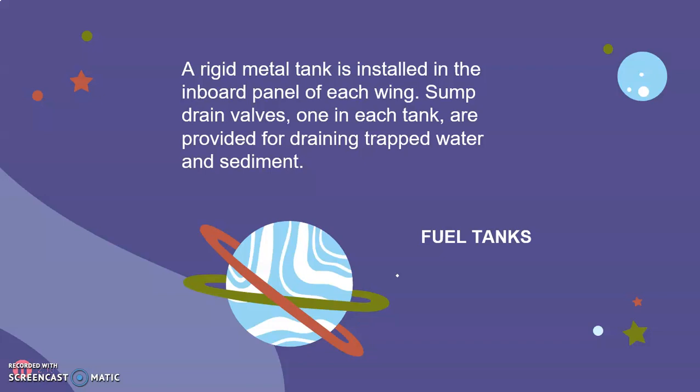Okay, the next part is fuel tanks. A rigid metal tank is installed in the inboard panel of each wing. Some drain valves, one in each tank, are provided for draining trapped water and sediment.